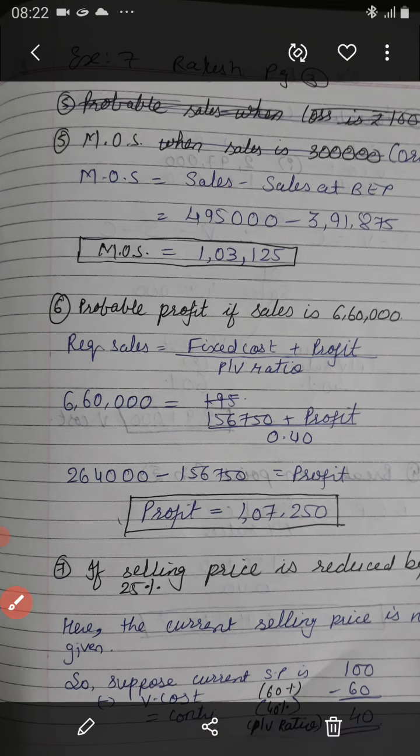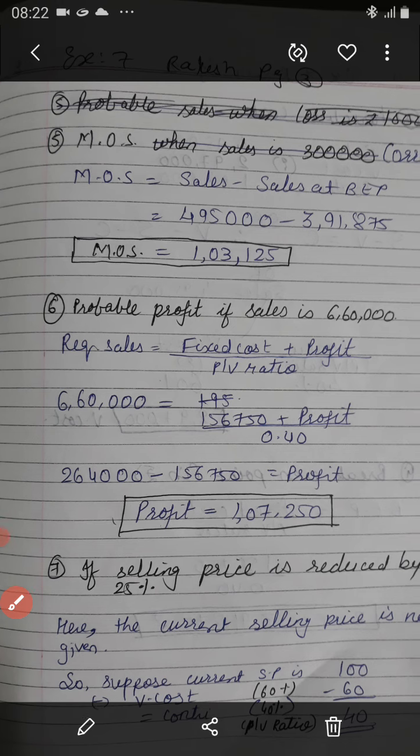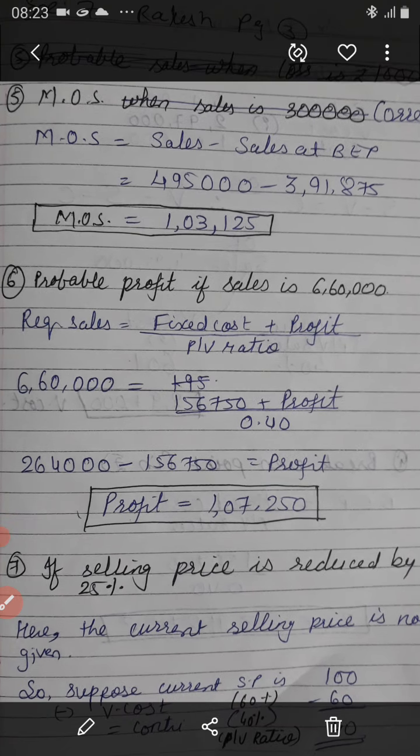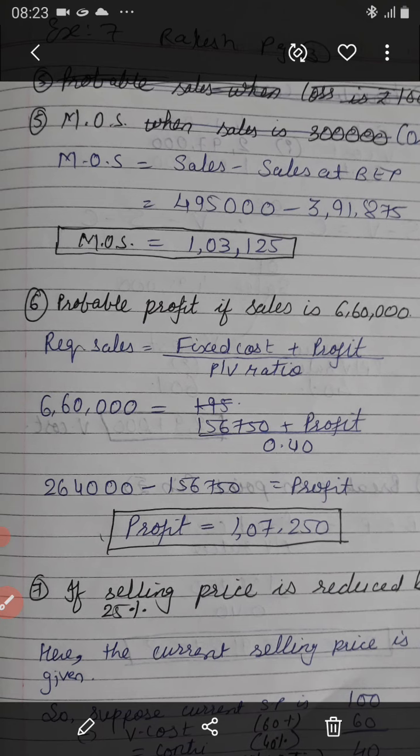Next, point number 6, probable profit if sales is rupees 6,60,000. So by putting the formula of required sales, we get the profit of rupees 1,07,250. So interpretation: if I am going to make the sales of rupees 6,60,000, I will be earning the profit of rupees 1,07,250. Last and important point, if the selling price is reduced by 25% in the next year, what amount of sales is required to make 1.5 times profit than that of 2015?